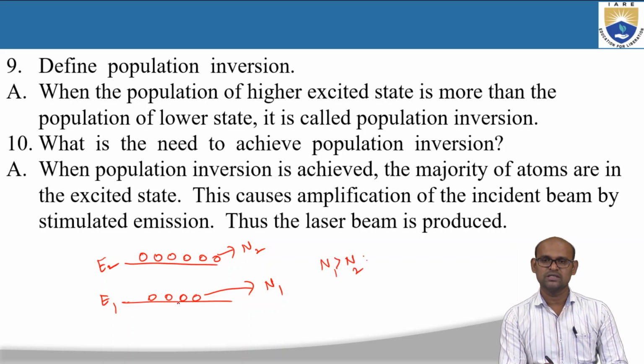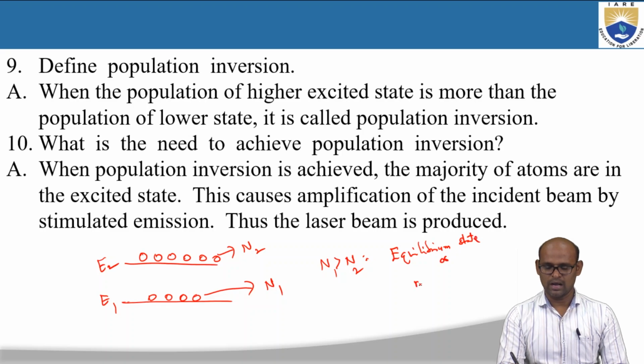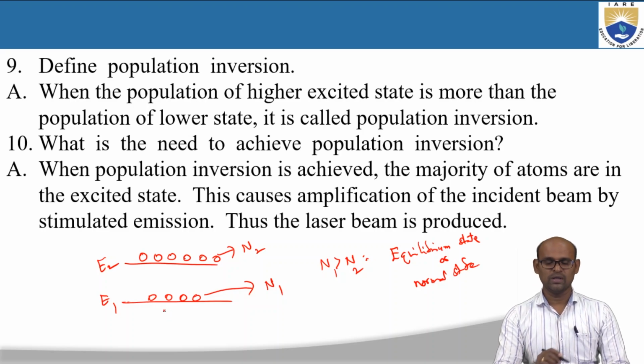If the number of atoms in the ground state is more compared to the number of atoms in the excited state, that is called the equilibrium state, or normal state. So normally more atoms will be in the lower energy level compared to the higher energy level.